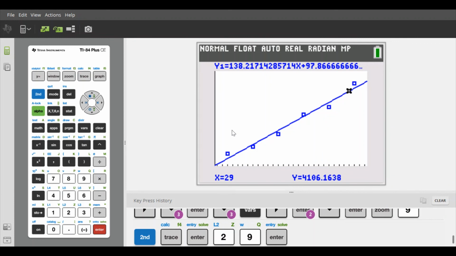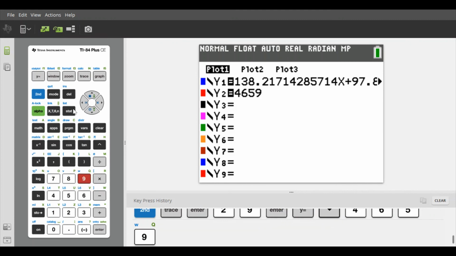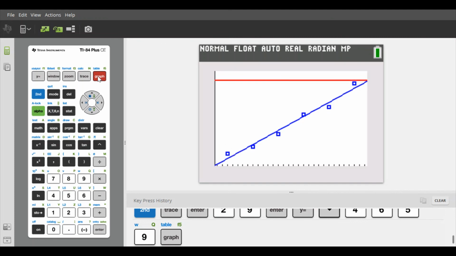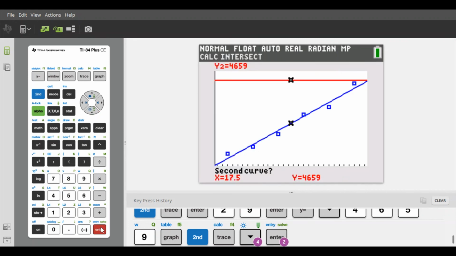And to answer that final question, during what year does the model predict the expenditures for healthcare will be 4,659 billion? What we can do is we can let that value be our y2. So 4,659. We can go and graph that, and wherever they intersect will be our answer here. Now what you'll notice with this one is after you try to run your intersect function, you're going to wind up with an error.